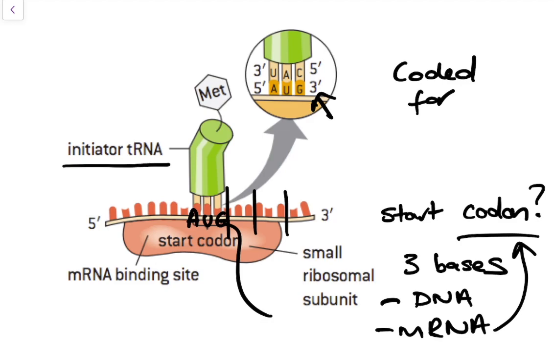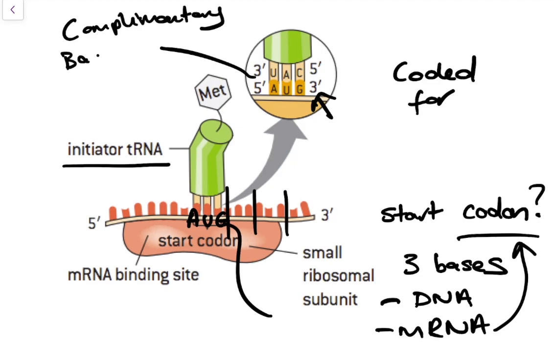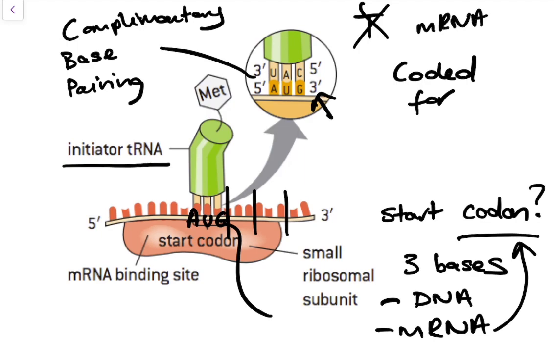And so let's look at what's happened here. There's AUG, and so if we look at complementary base pairing, then the matching ones will be A will match with a U, because remember there is no T in mRNA. There is no T in tRNA. There's no T in either of the RNAs. So we get an A matching with U matching with A, and the G matching with C.